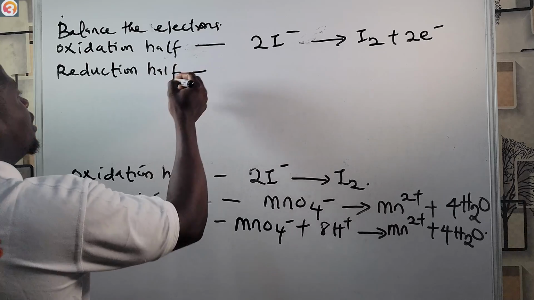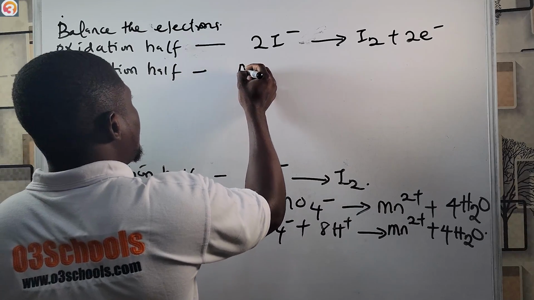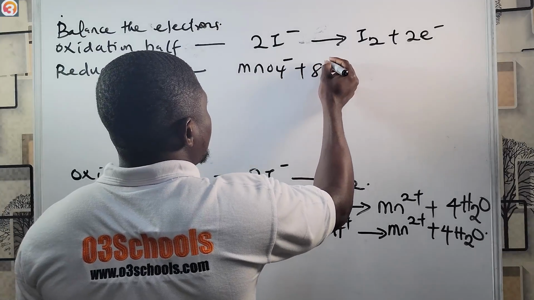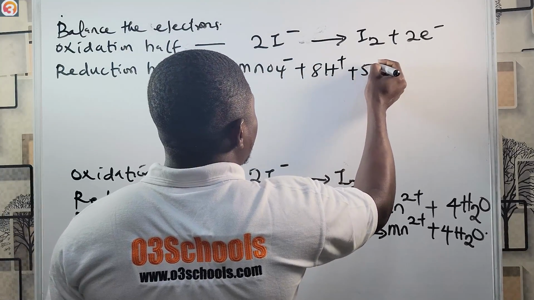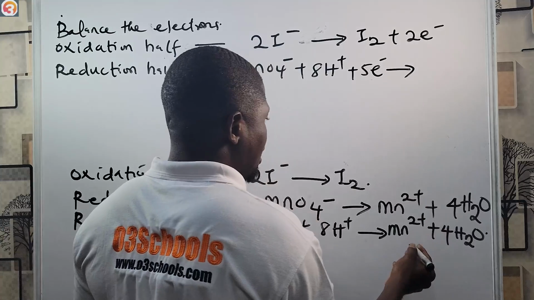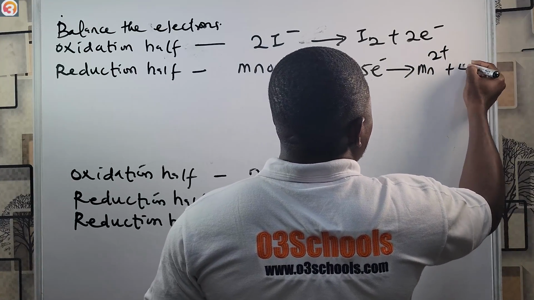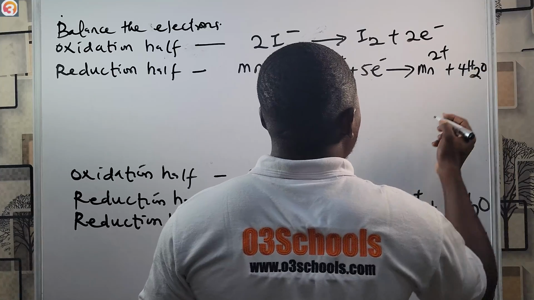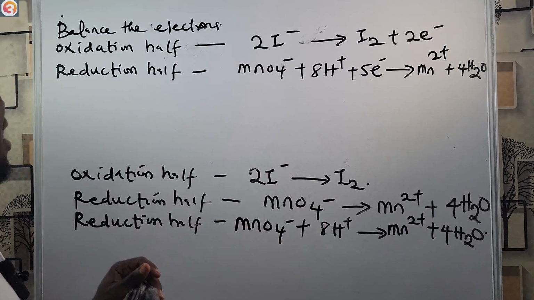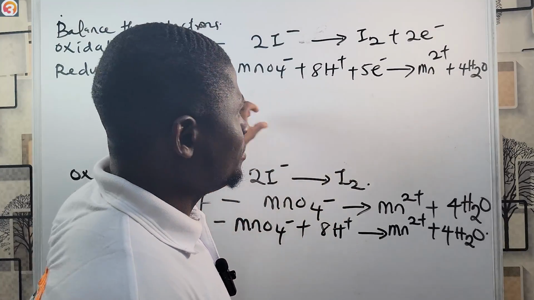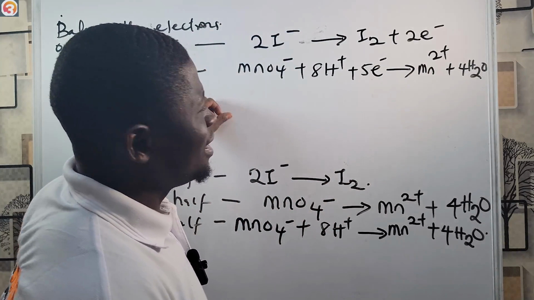Reduction half is equals to now I'm going to have MnO4 minus plus 8 hydrogen ion, then plus 5 electrons will give you Mn2 plus, then plus 4H2O. All right, so that is that. Now we have balanced the reduction half by adding the appropriate number of electrons. Okay. Now, what is the next step to do?